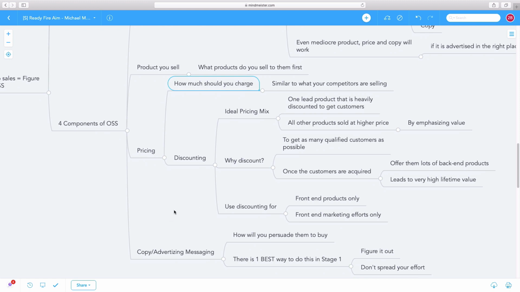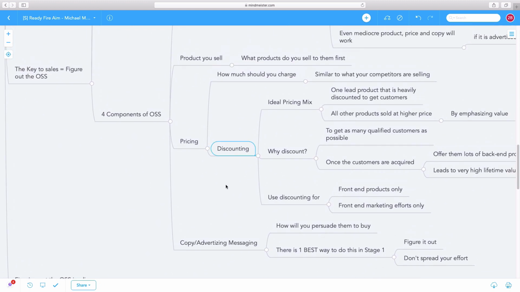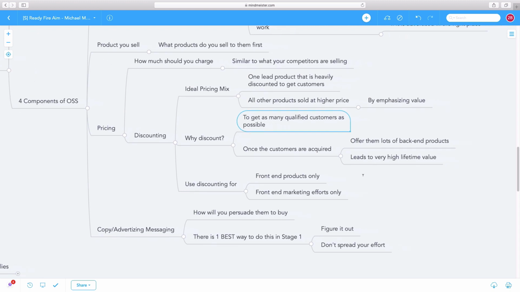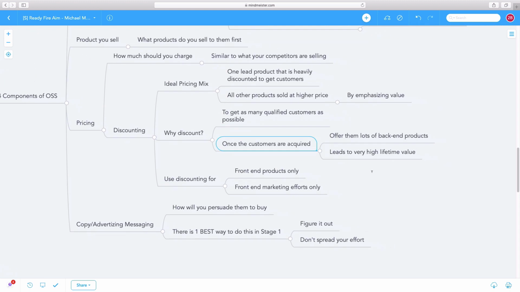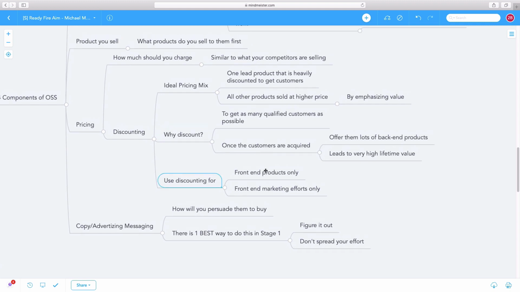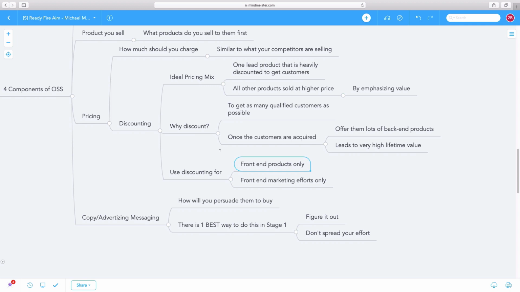similar to that. Now, there's a question about discounting. Often you see discounting and you have to question, how do you discount your product and services? Well, the key here is to get as many qualified customers into the door as possible. Because once you acquire the customers, you can offer them other products. You can sell them a lot of other products on the back end. And that leads to a very high lifetime value. And that's why you need to discount. You need to use discounting for your front-end products to get customers in the door, to acquire customers. So use discounting for your front-end marketing efforts in order to get customers in the door.